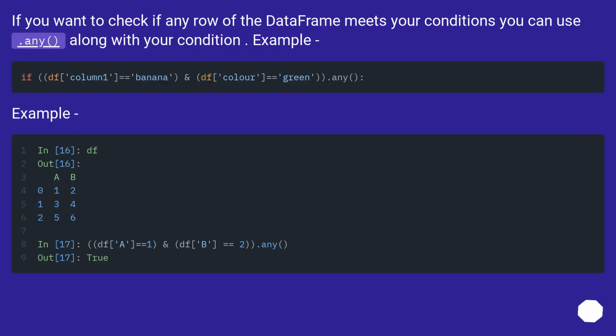If you want to check if any row of the DataFrame meets your conditions, you can use .any() along with your condition. Example.